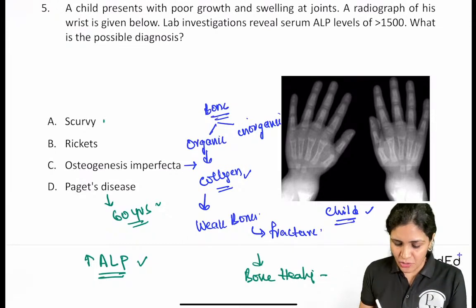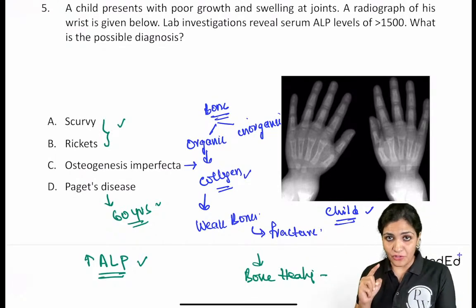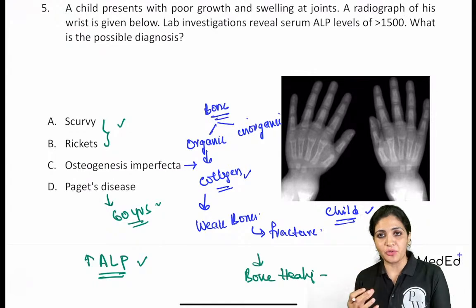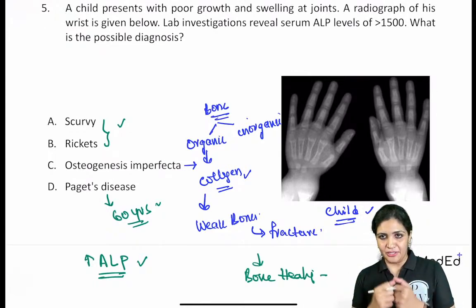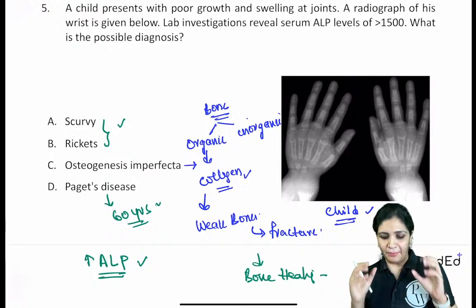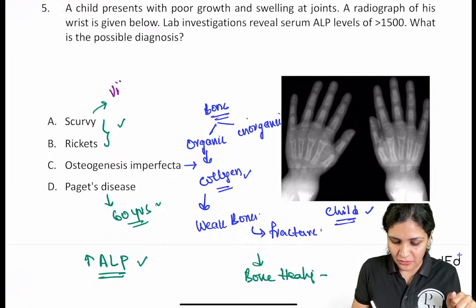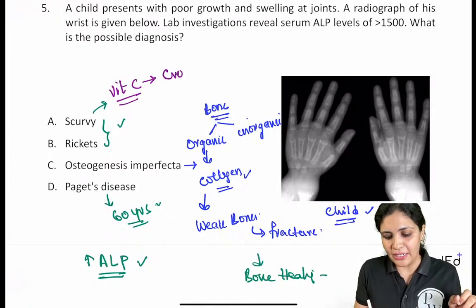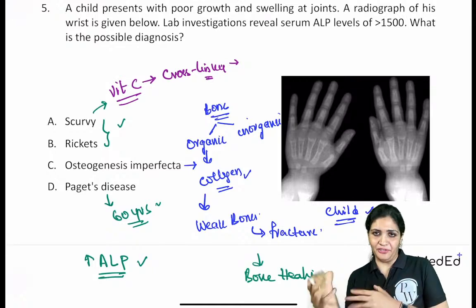And then coming to these two important conditions, scurvy and rickets. I've already told you that in collagen there is an important thing called cross-linking, which increases the strength of the collagen. But in scurvy, because of the deficiency of vitamin C, there is a deficiency in cross-linking. Hence again the bones are weak and produce scorbutic features, right?